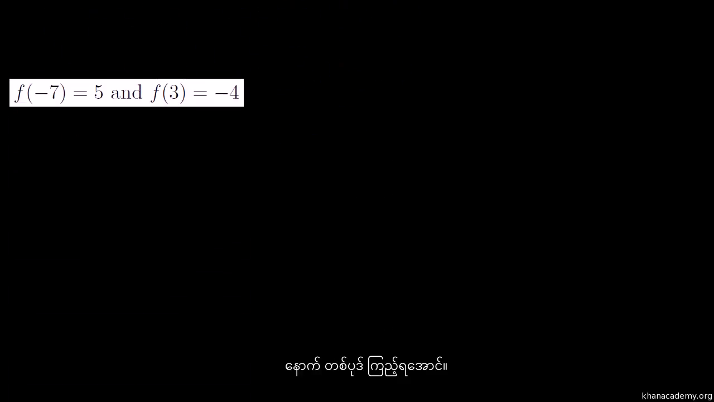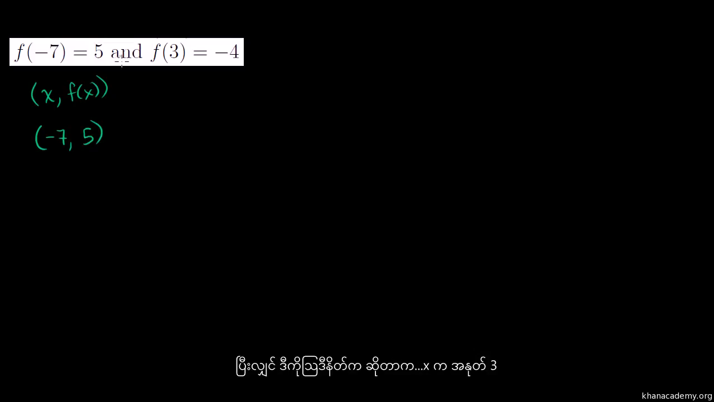Let's do another one. Let's put this in point slope form. So they're giving us information in the form of x, f of x, right? So in this situation, when x is -7, f of x is equal to 5. And they're telling us when x is equal to 3, f of x is equal to -4. So just like that, we can figure out the slope first.